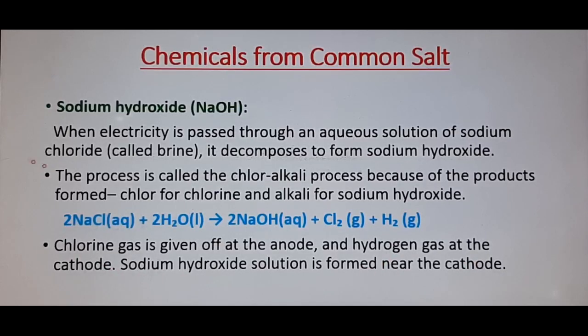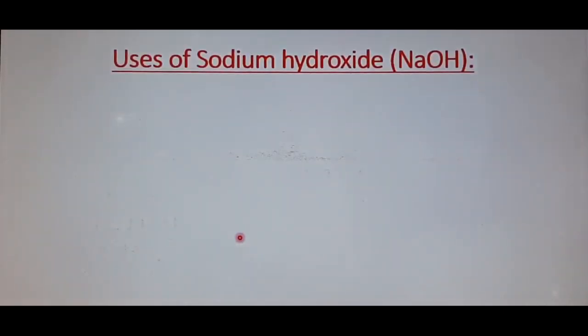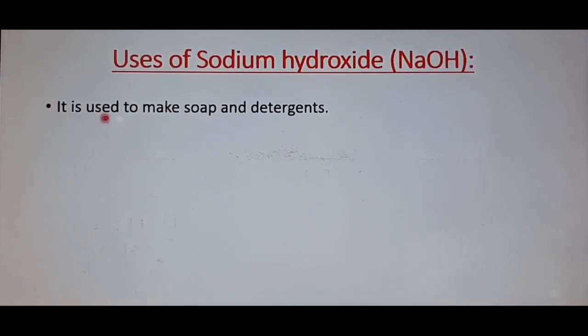So just to recap, sodium hydroxide can be obtained by passing electricity through the aqueous solution of sodium chloride. So we will get chlorine gas also and hydrogen gas also as the products. Now we have to do the uses of sodium hydroxide. It is used to make soap and detergents.